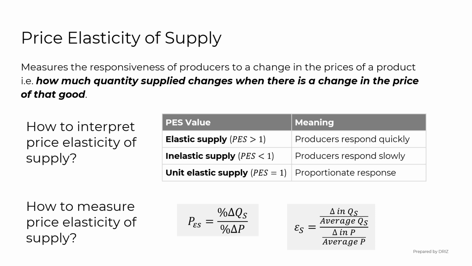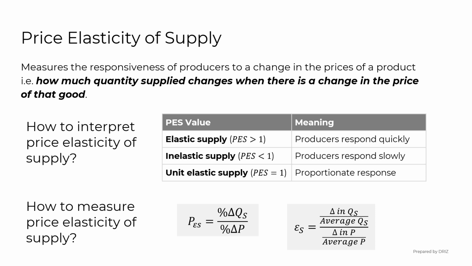If price elasticity of supply is more than 1, supply is elastic, which means producers respond quickly and quantity supplied changes more than proportionally. This usually happens when producers can easily increase output, like in the case of manufactured goods. If price elasticity of supply is less than 1, supply is inelastic, which means producers cannot respond as easily, and quantity supplied changes less than proportionally. This happens when it's hard to adjust production quickly, like agricultural products, or goods that require long production times.